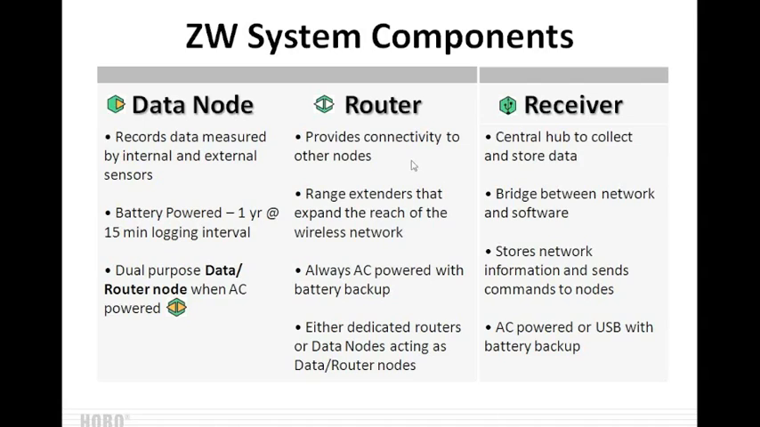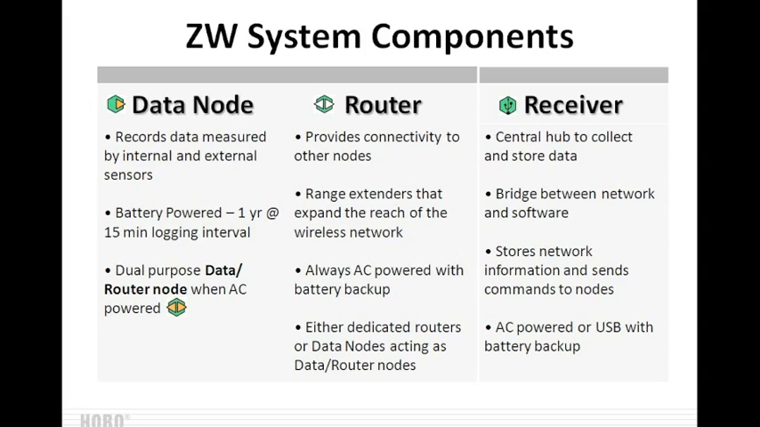The router is the device that provides the connectivity to the other nodes. You can think of them like range extenders that help you expand the reach of your wireless network. They're always AC powered with battery backup, and they can be used either as dedicated routers or as the data nodes acting as data/router nodes that I just described.